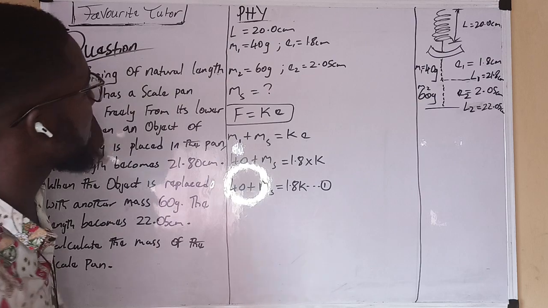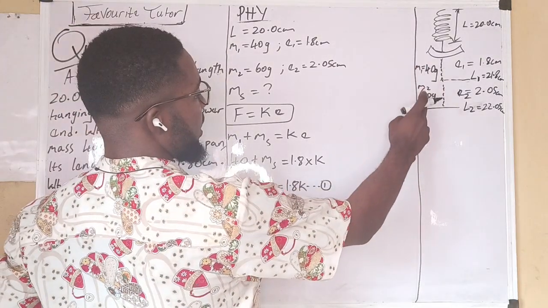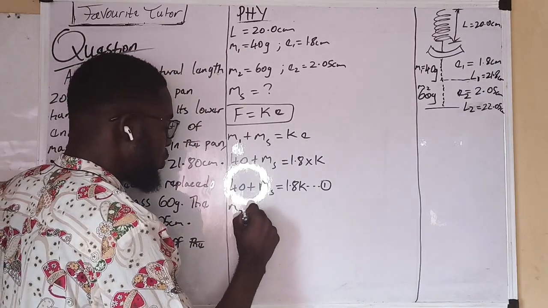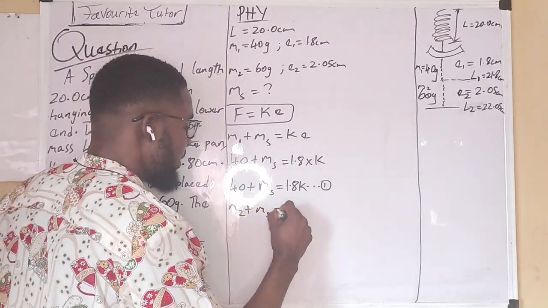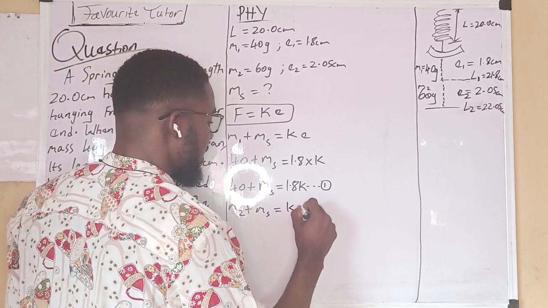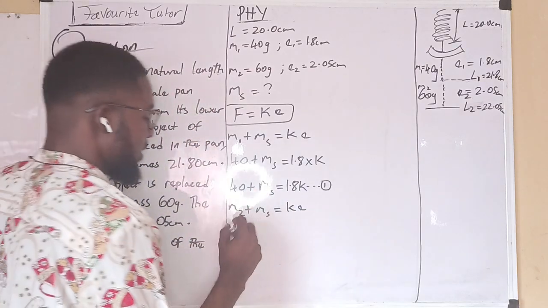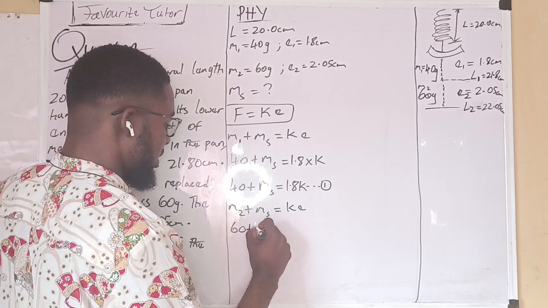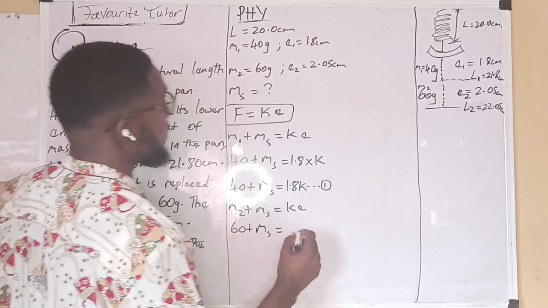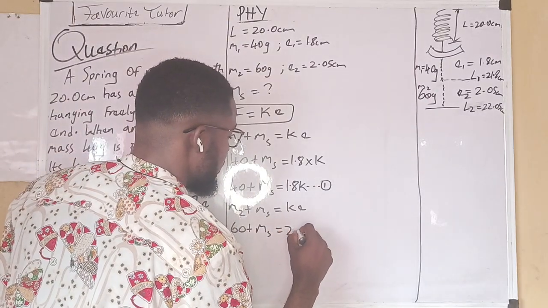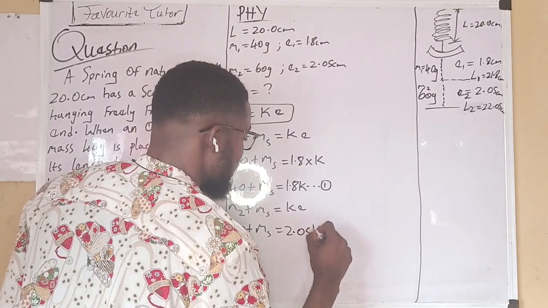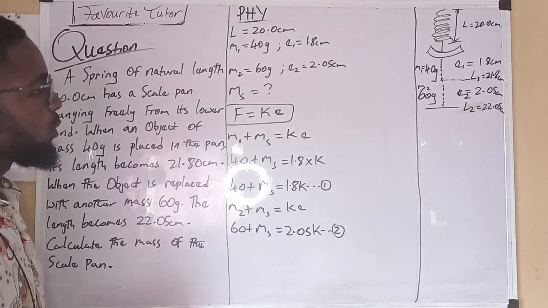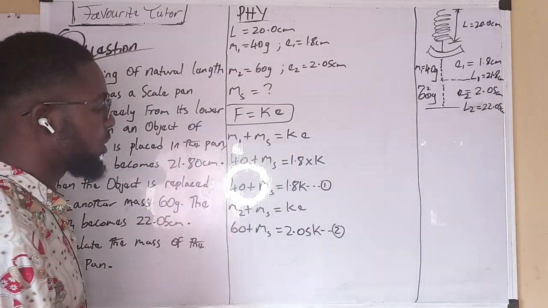All right, let us go to the second part of it. When we replace 40 gram with 60 gram, it's going to be mass 2 plus the mass of the scale pan equals KE. So mass 2 is 60. 60 plus the mass of the scale pan equals 2.05K. We call this equation 2. All right, we have two equations, equation 1 and equation 2.